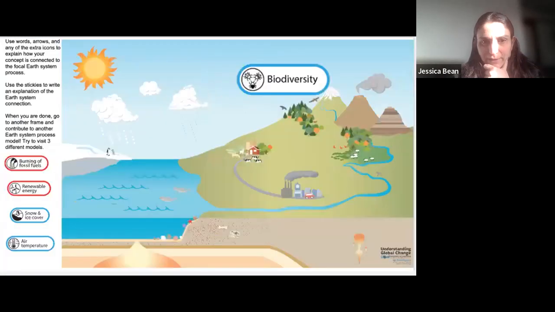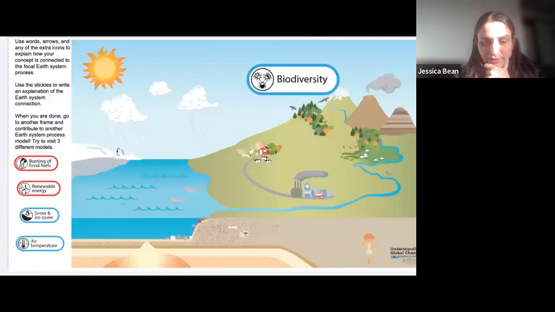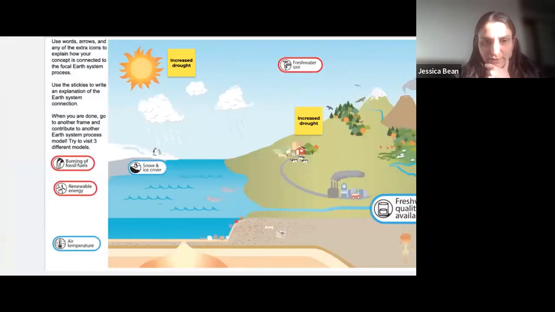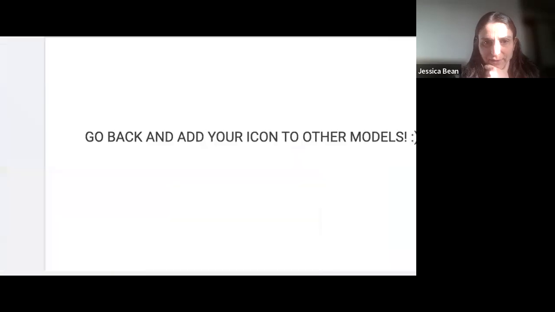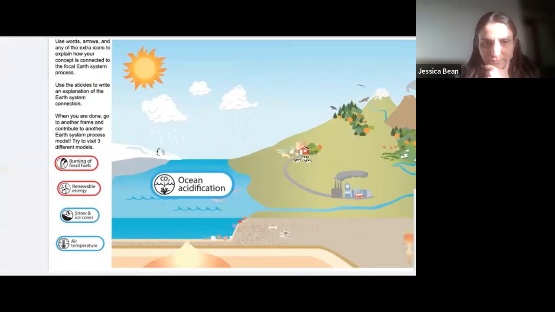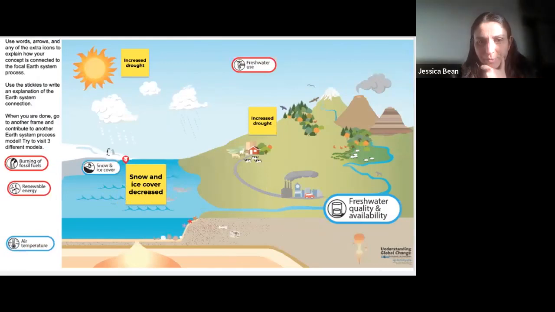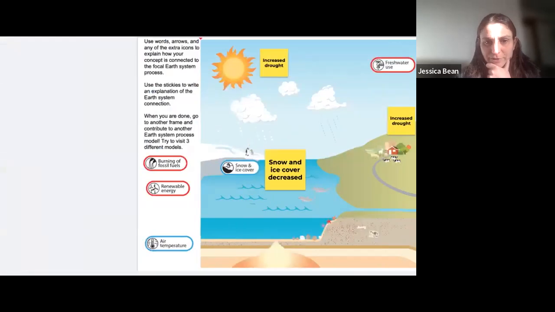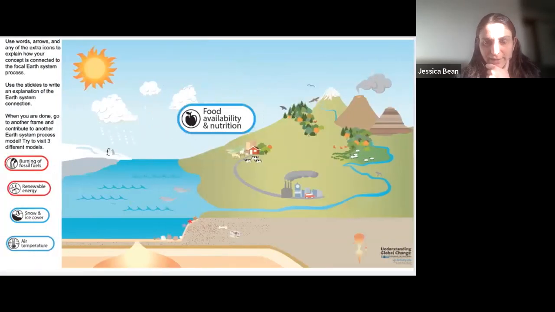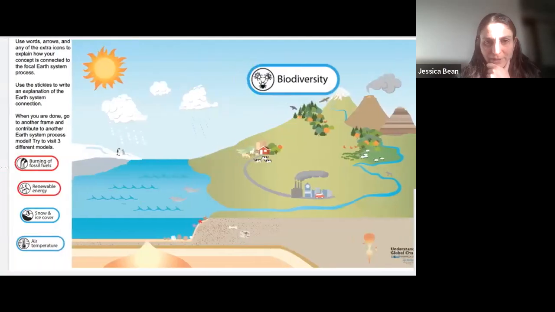See if anyone's made any connections or contributions. Not seeing anything yet. Oh, I see some, okay, on freshwater quality and availability. Awesome. So ideas about snow and ice cover, fresh water use. Awesome. So again, once you've contributed to that Jamboard, you can then take your snow and ice cover or your freshwater use icons and go to another topic and stretch your thinking about the connections there.